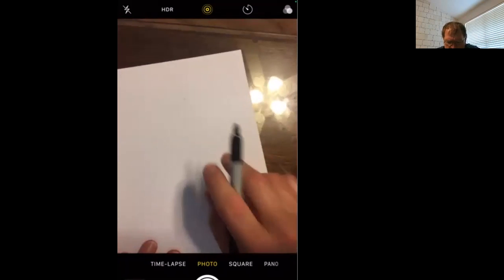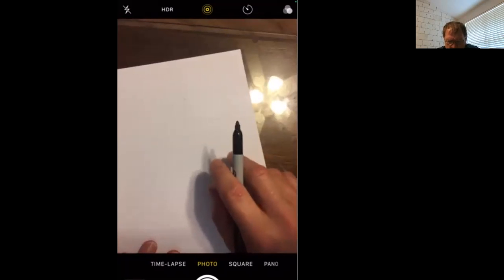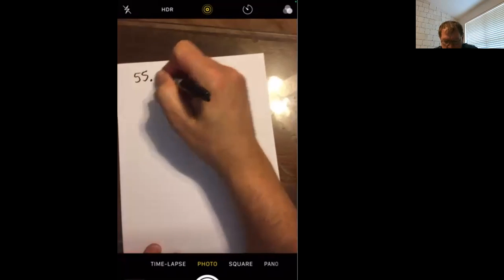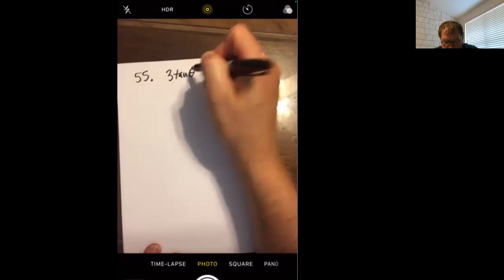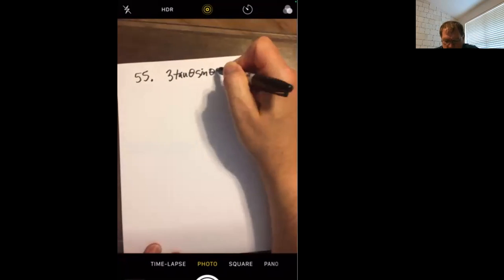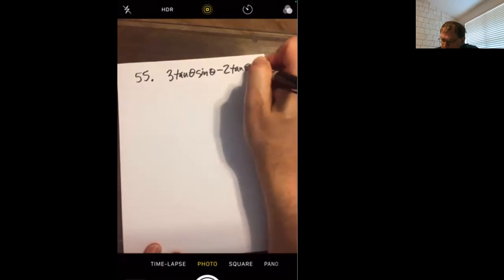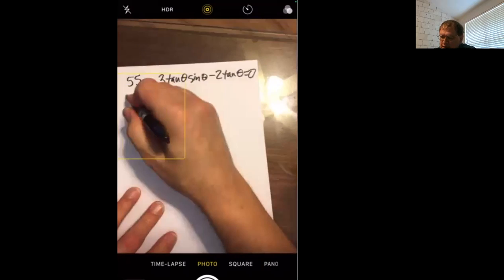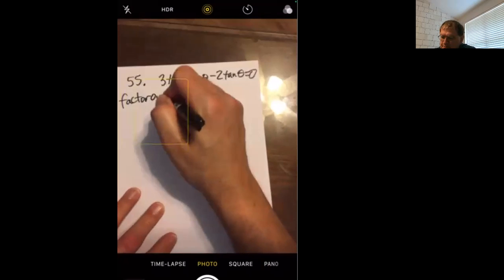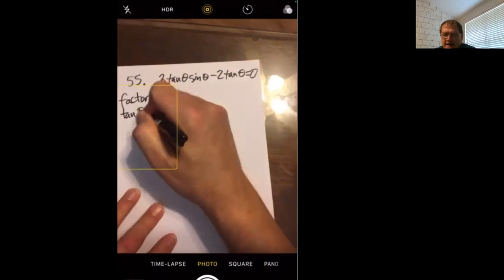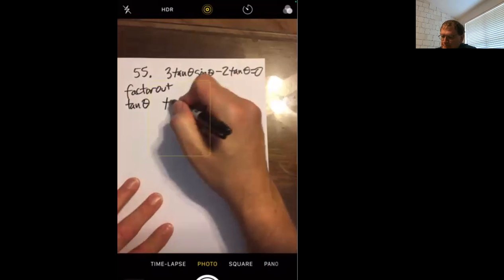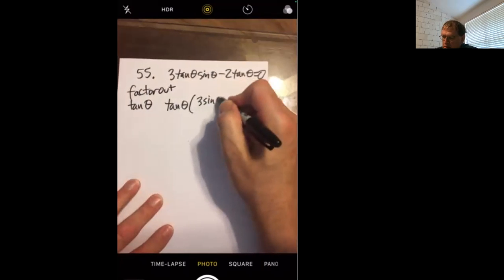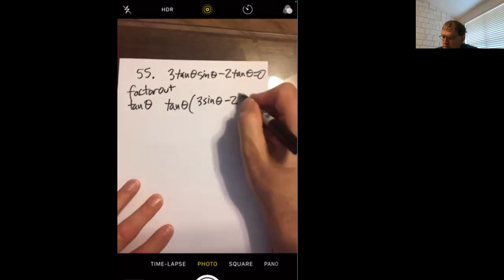I think I did 53 because I think I remember factoring out that cosine. So why don't we end this one with 55? 3 tan theta sine theta minus 2 tan theta equals 0. And it looks like the common factor out is tan theta. And that's going to leave you 3 sine theta minus 2 equals 0.